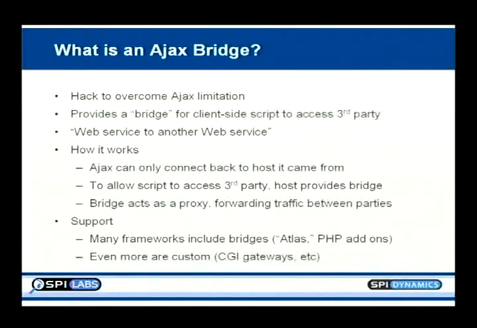AJAX bridging is a complete hack. It's to overcome this limitation in the AJAX implementation. Basically, it provides a bridge between client-side script so it can access web services, content, and stuff on third parties. It's literally a web service to another web service. How does it work? Well, like we said, AJAX can only connect back to the host it came from. To allow scripts to talk to some third-party site, for example, I'm Billy'sBooks.com. I want my web services or my AJAX that I push down to the client to be able to talk to Amazon. Can't talk directly.